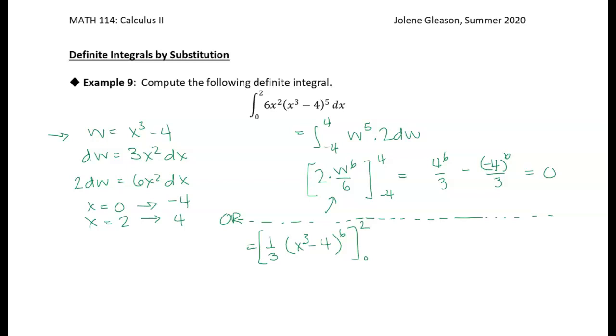So, you could do it this way, right? You could put w back in and not transform the limits of integration. So what are we going to end up with? We end up with 1/3 (8 minus 4) to the 6th, and then minus 1/3 (0 minus 4) to the 6th. Okay, so it's essentially the same thing. We get 4 to the 6th over 3 minus 4 to the 6th over 3, which is 0. Okay, so that's how we deal with definite integrals when we have substitution involved.